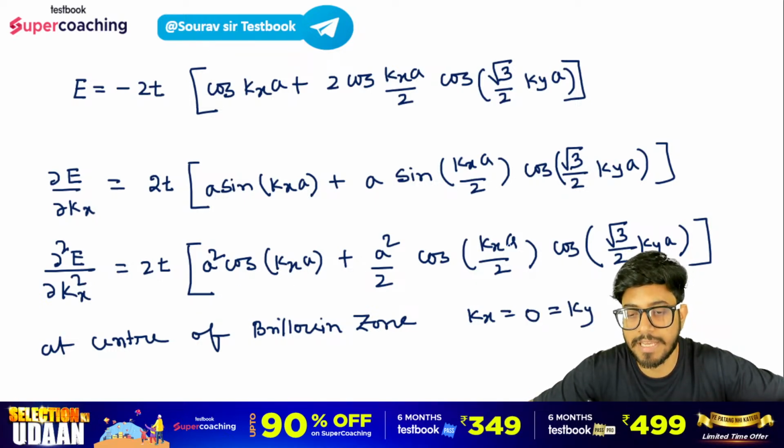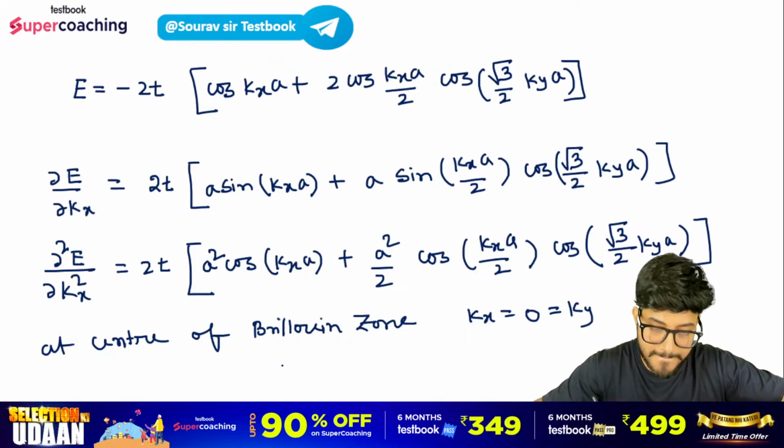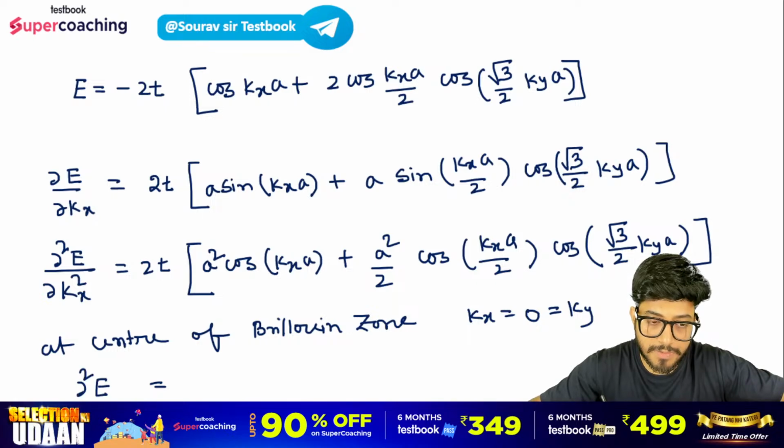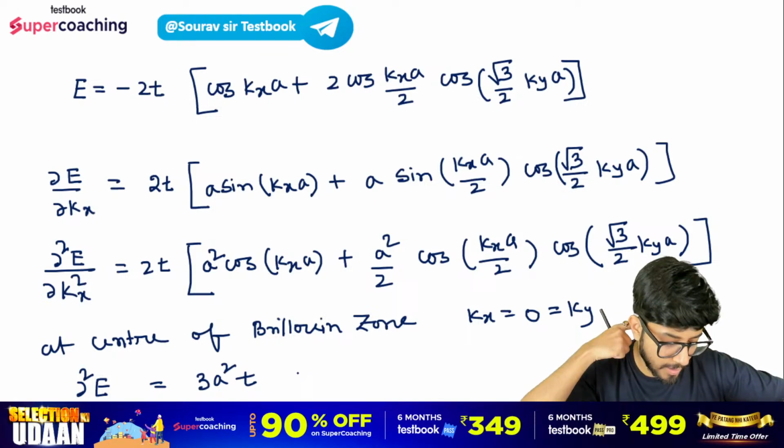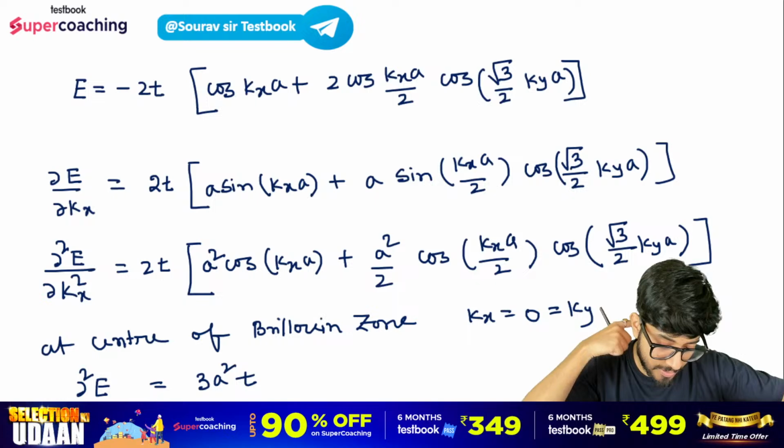If you put kx and ky equal to 0, this is 1, this is 1. So it's a square by 2, and this is 1, so a square. So a square plus a square by 2 means 3a square by 2. The 2 cancels out, so 3a square. So the second partial differentiation of E with respect to kx square is 3a square into t. That's all I'm going to get.